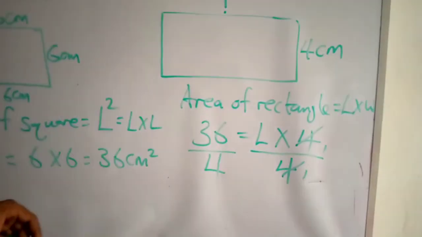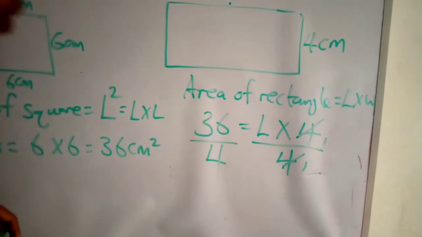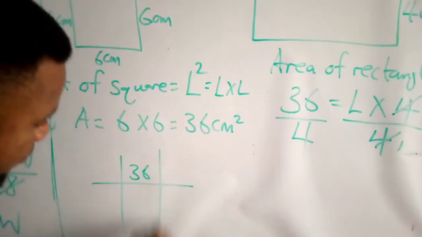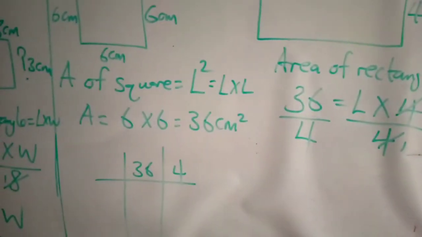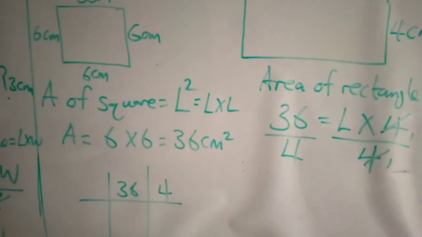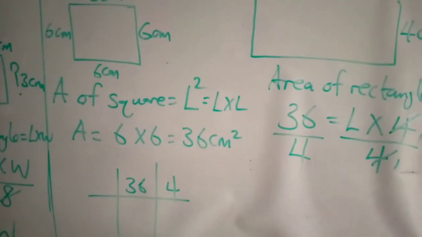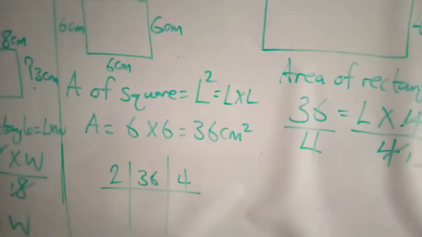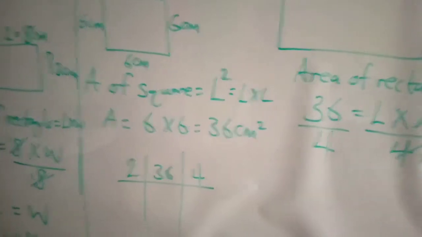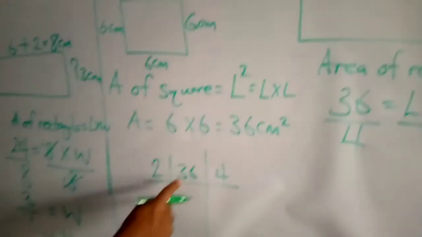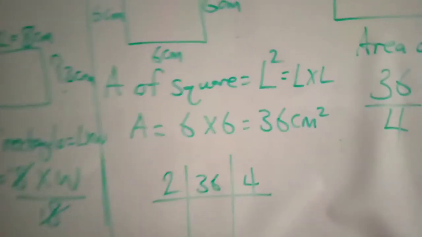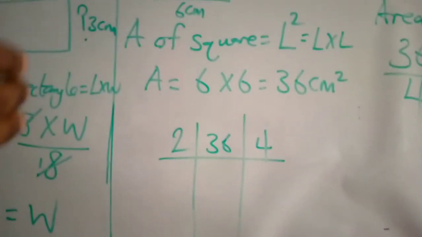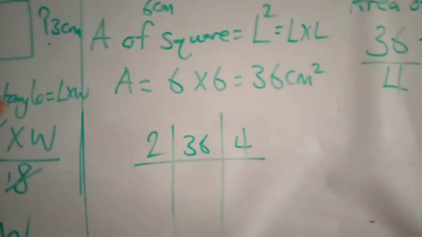Remember we have this. What can we do here? Using your HCF, you can reduce 36 and 4. When you look at both, you know that they are both even numbers, so we can use 2 to reduce both. I told you when you want to divide, you divide one after the other. It's only when it is small that you bring the next number to make it bigger.